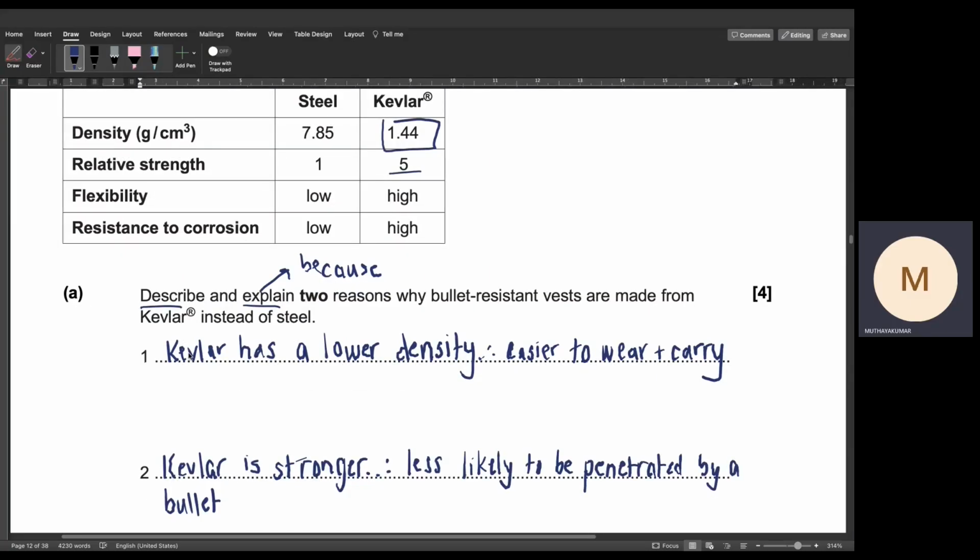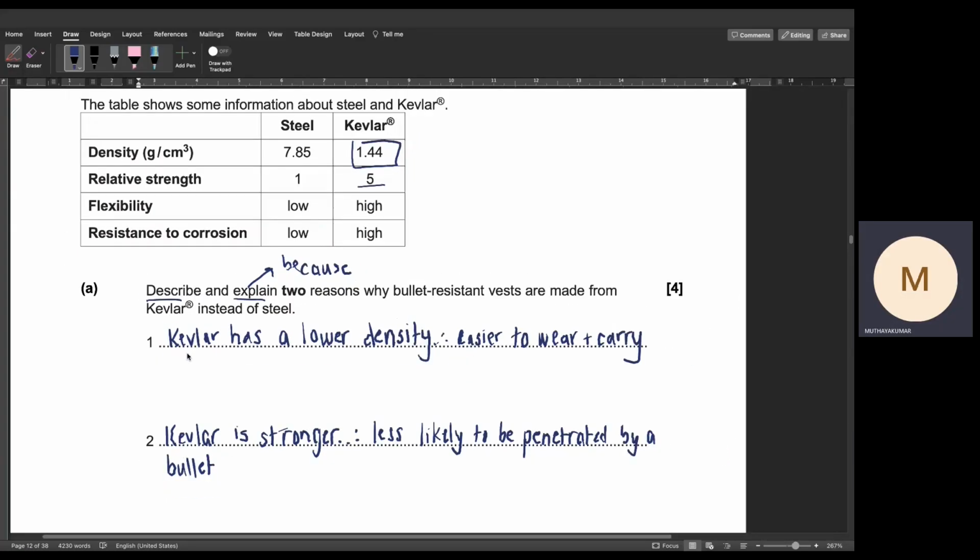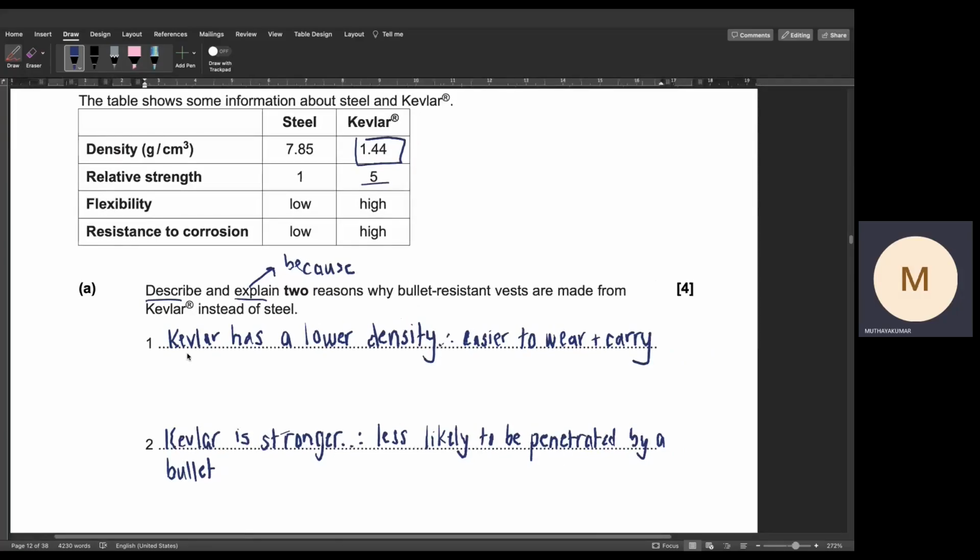You could also talk about the other 2 points. So you could say that Kevlar is more flexible, and therefore it's, again, easier to wear, more comfortable to wear. You can move easily, you can move quickly. You can also talk about the last point, resistance to corrosion. Because it's highly resistant, it's less likely to corrode, and therefore the vest will last longer. So any of those would be fine, as long as you describe and explain for 4 marks.